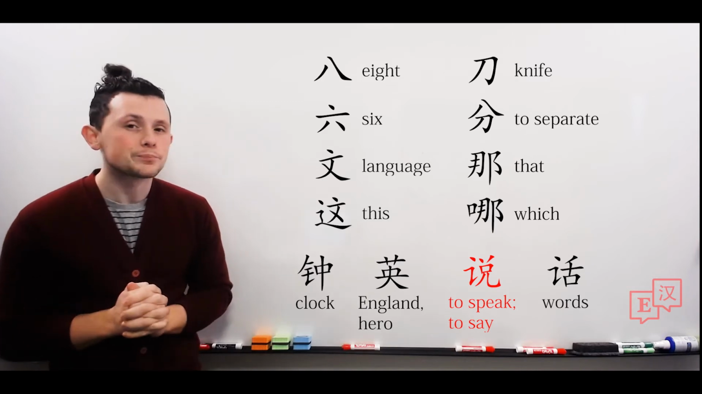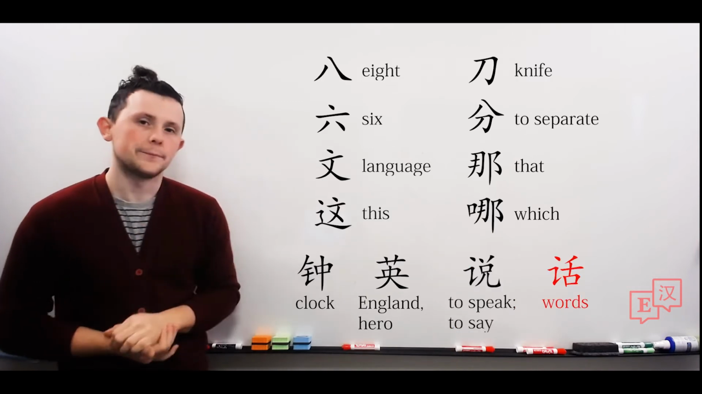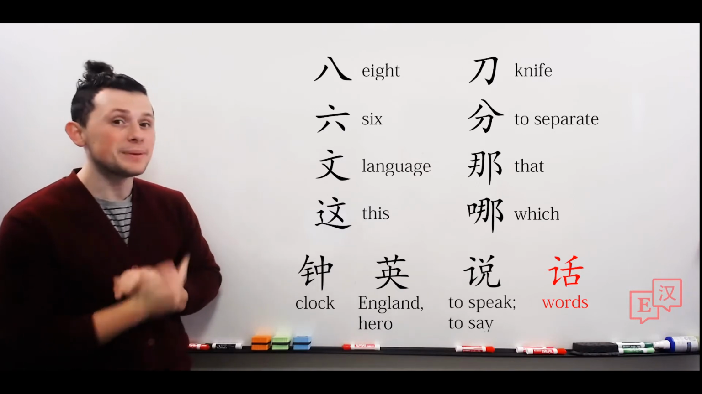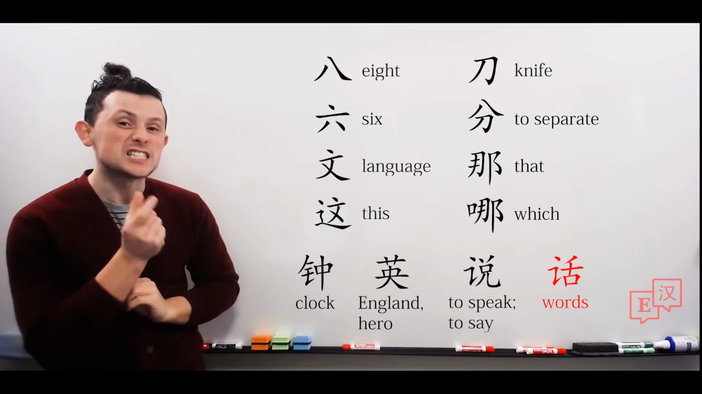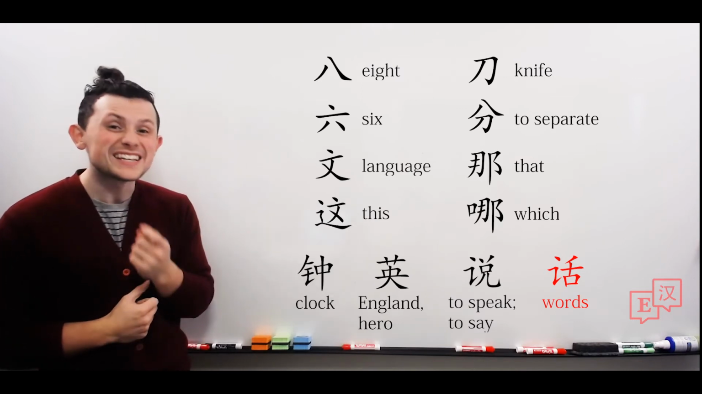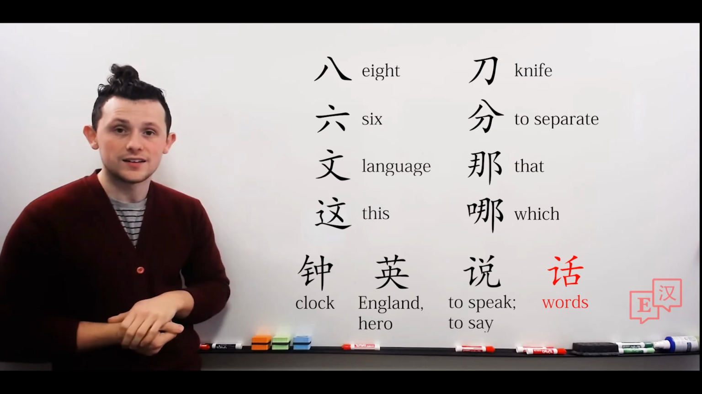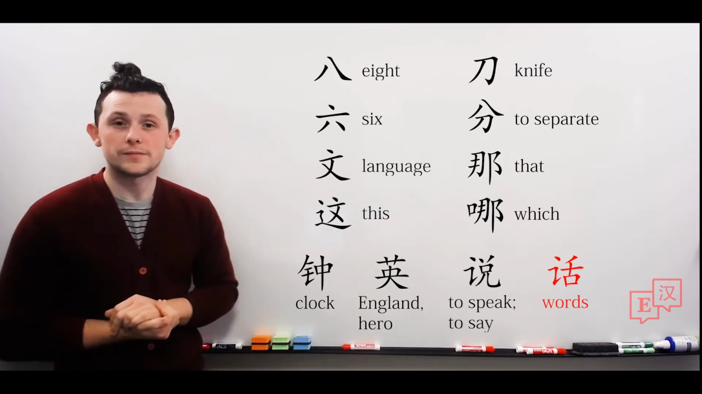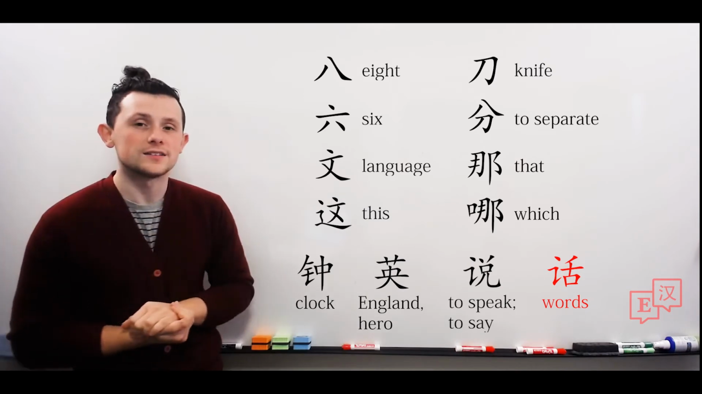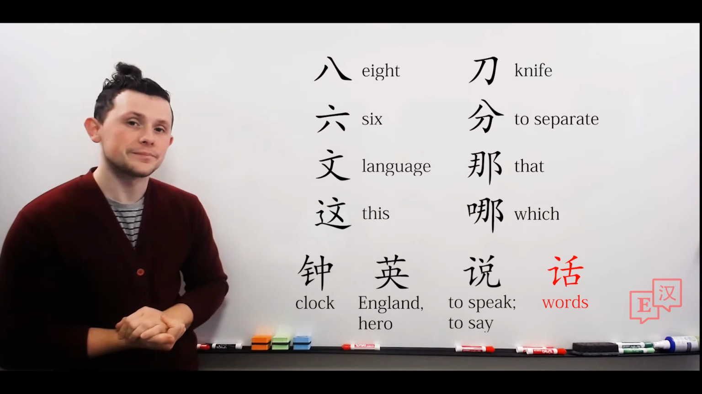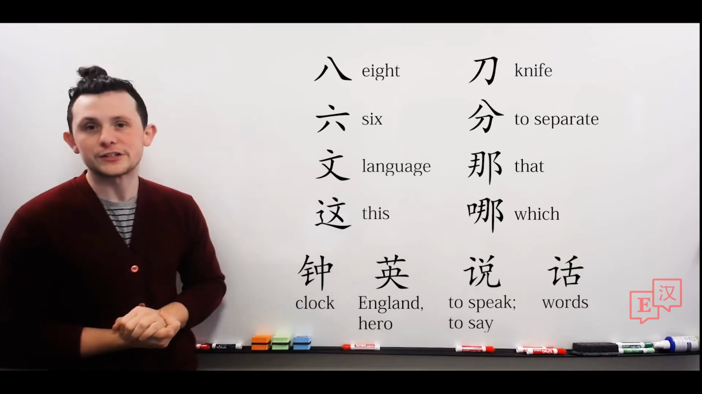And lastly, hua. Hua. That piece on the left is a speech radical. It means words. And the piece on the right is actually your tongue. This character, hua, means words. So the speech from one's tongue. Words. Hua. That is all for our characters.